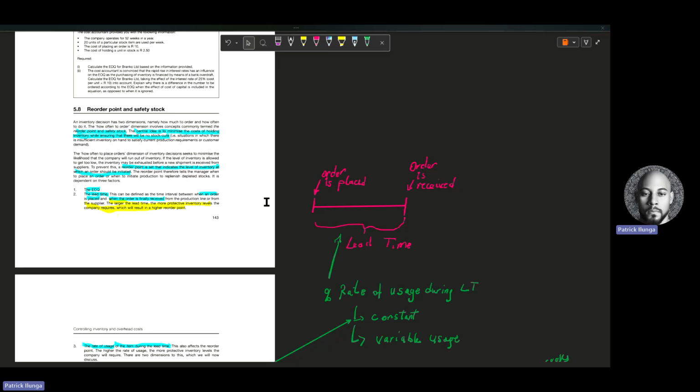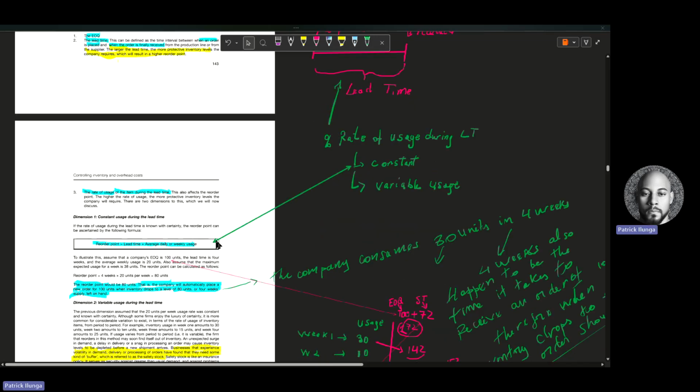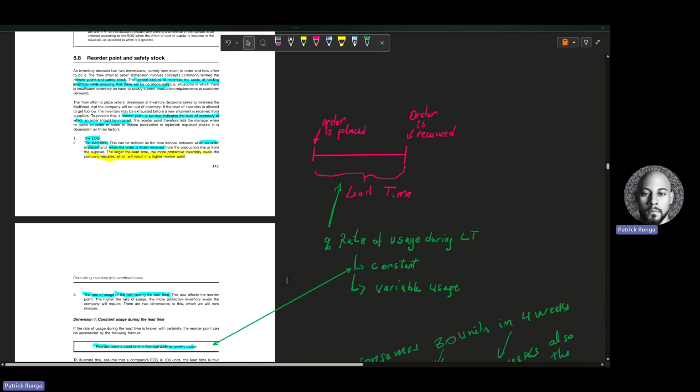So here I've provided you with a picture so that you can understand. There is a lead time there. When I place an order, how long is it going to take? Is it going to take 4 weeks for the order to arrive, right? Okay. And the last concept is the usage rate. Now, there are two things you need to understand about the usage rate. During the lead time, when we are waiting for an order to come, how are we using what we have?